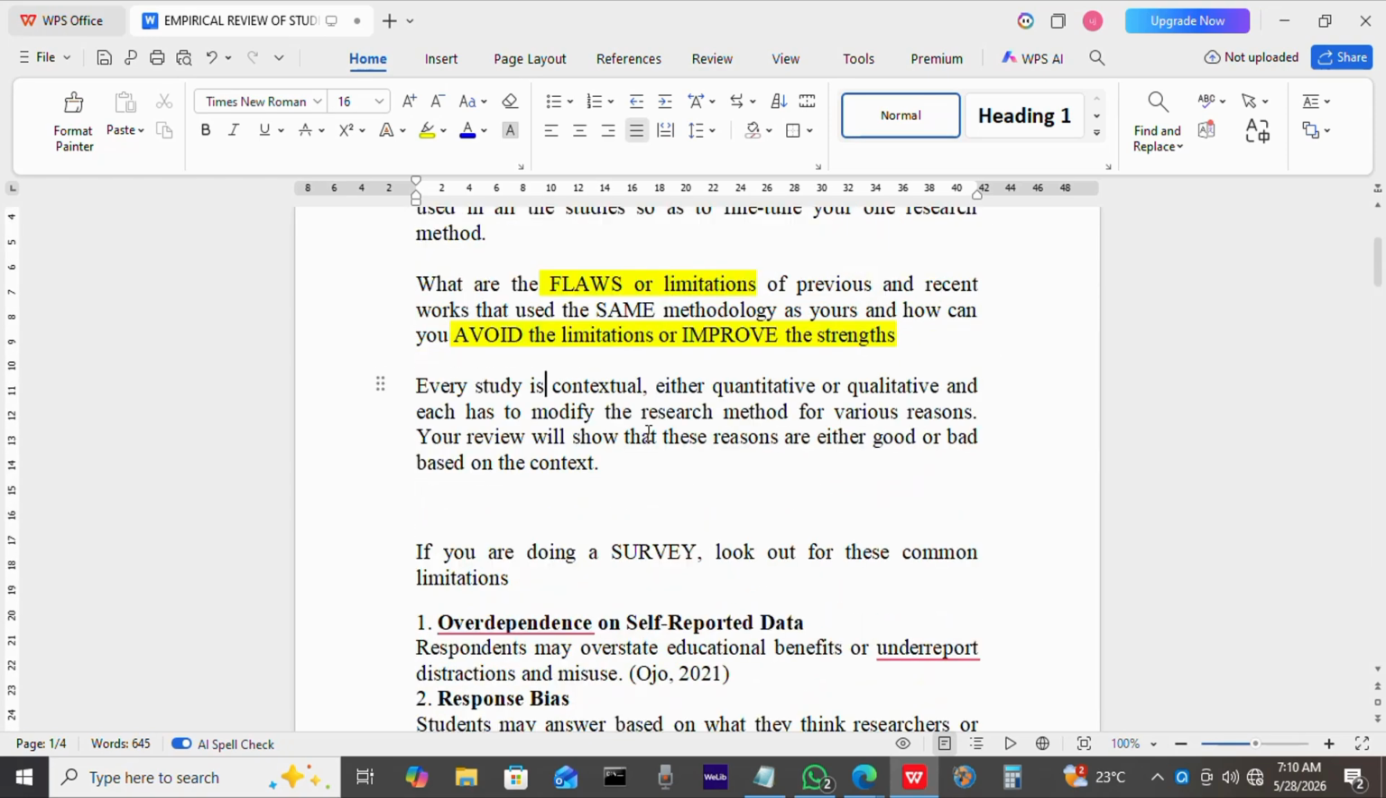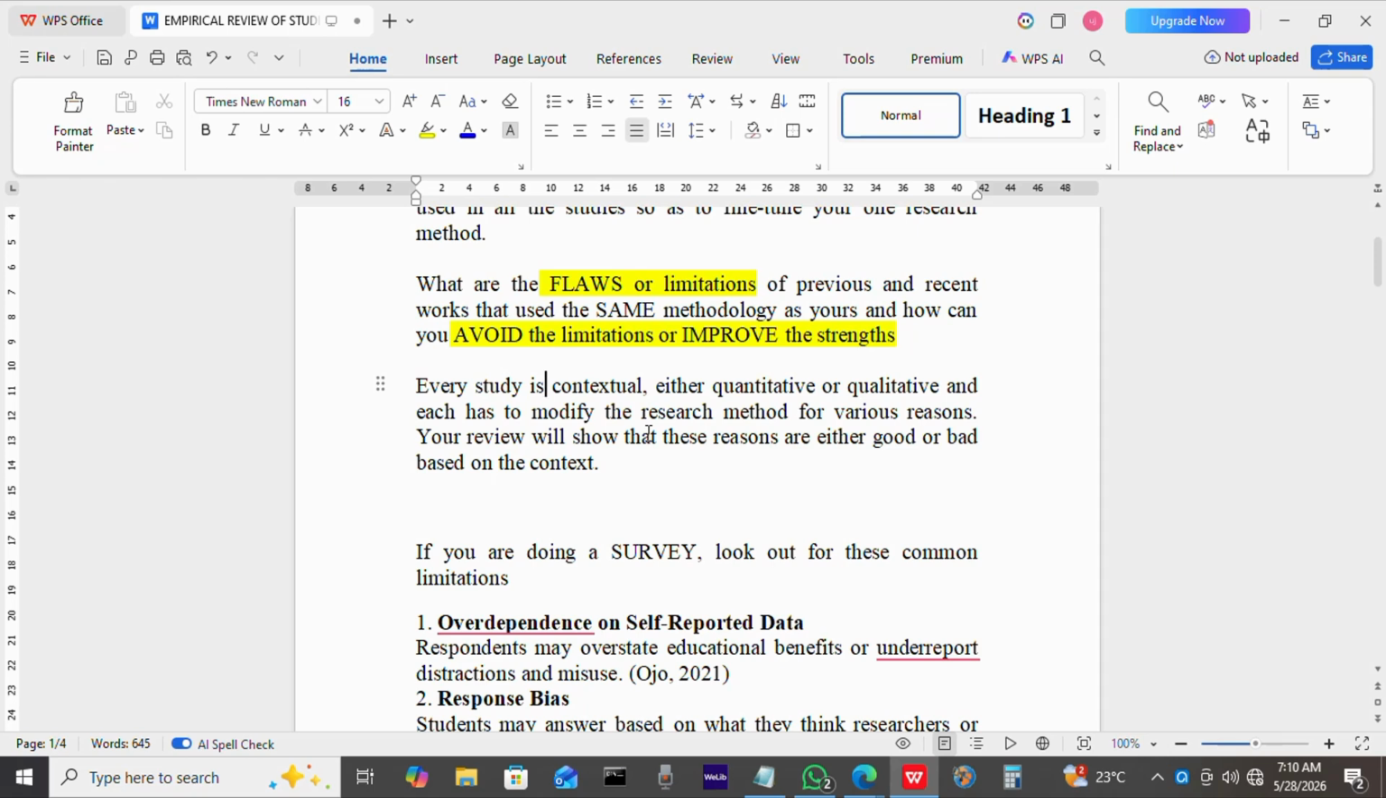Now, every study is contextual, whether quantitative or qualitative. The idea is not to scatter, downgrade, or demean another person's research. Every study is contextual, but every researcher will always notice limitations. That's why at the end of the study conclusion, if it's a thesis or dissertation or a journal, you will see the limitations. That is what you're supposed to pick.